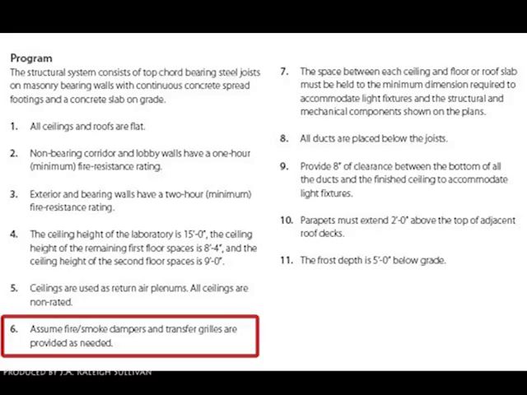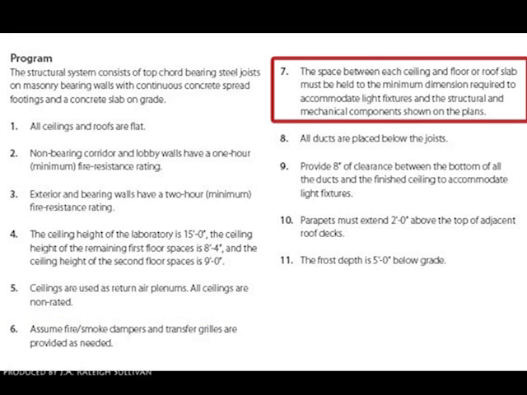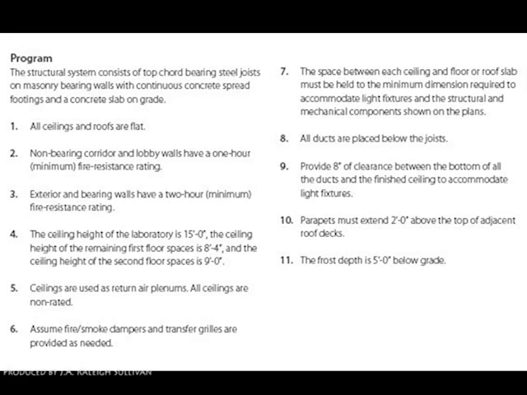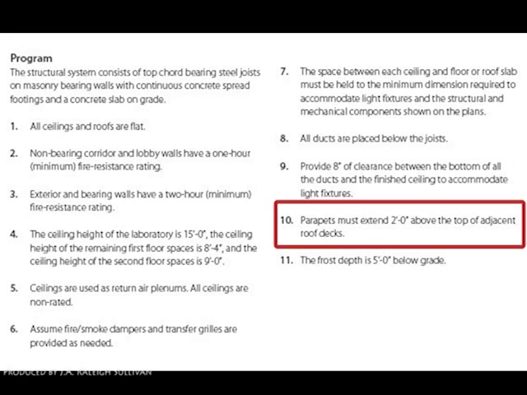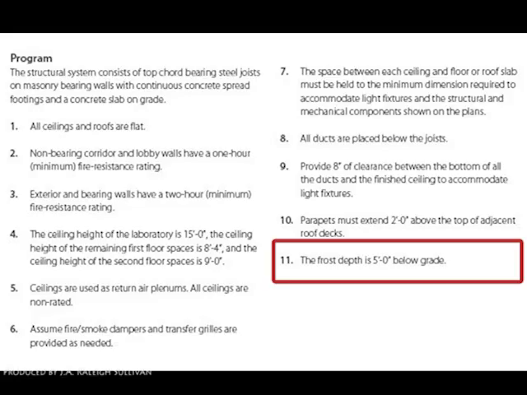Number 6. Assume fire and smoke dampers and transfer grills are provided as needed. Number 7. The space between each ceiling and floor or roof slab must be held to a minimum dimension required to accommodate light fixtures and the structural and mechanical components shown on the plan. All ducts are placed below the joists. Number 9. Provide 8 inches of clearance between the bottom of all the ducts and the finished ceiling to accommodate light fixture. Number 10. Parapets must extend 2 feet above the top adjacent roof decks. And lastly, number 11. The frost depth is 5 feet below grade.